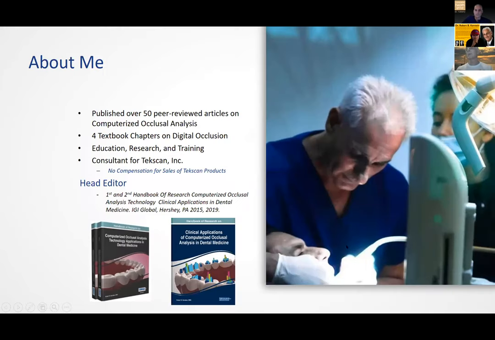Okay, so this is me working in Dr. Miguel Stanley's office, teaching his team in Portugal how to use the T-scan and adjust prosthetics, which is a great use of the T-scan. And if we have time at the end, I have a quick case of adjusting for time on prosthetic dentistry, because we talked about that as well.